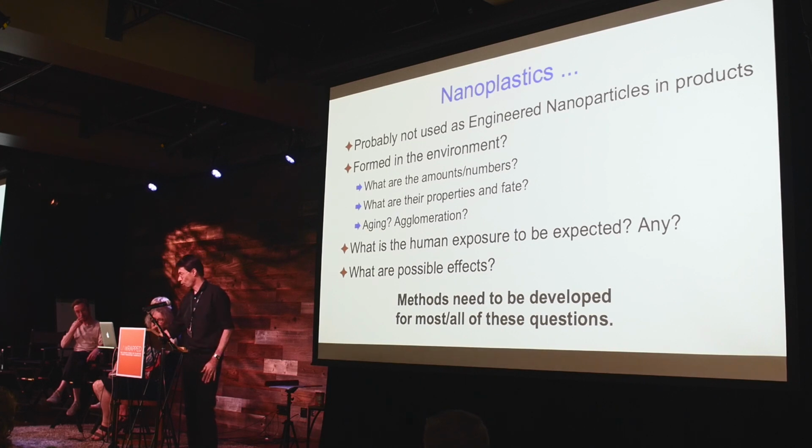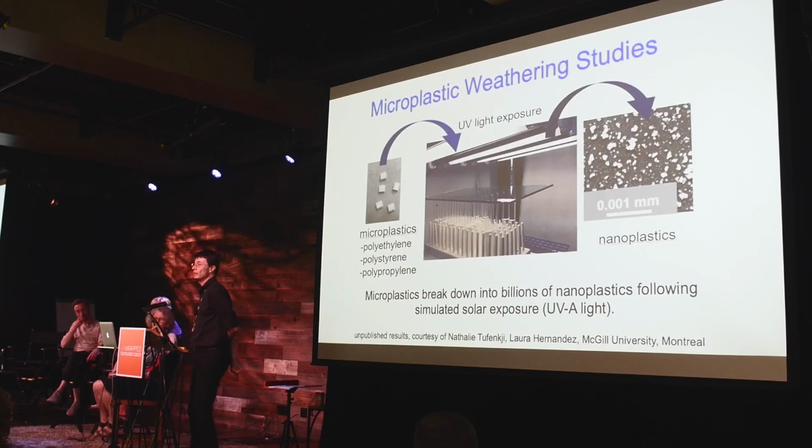So I contacted a colleague of mine in our field, Nathalie Tufenki at McGill University in Montreal. Nathalie has done this kind of experiment where they took microplastic particles and put UVA light on them, and they could see in the laboratory that the microparticles broke up and formed many, many smaller nanoscale particles. That's unpublished work, but there will be a paper soon from the Tufenki team at McGill.